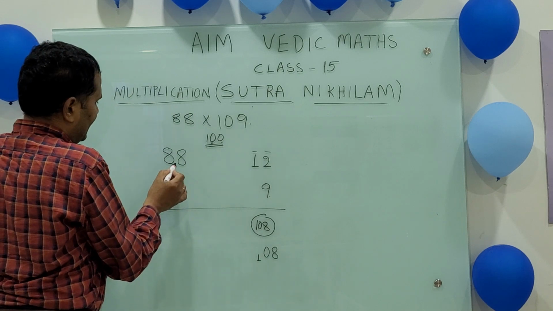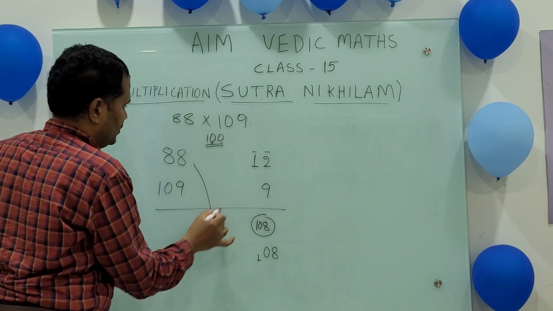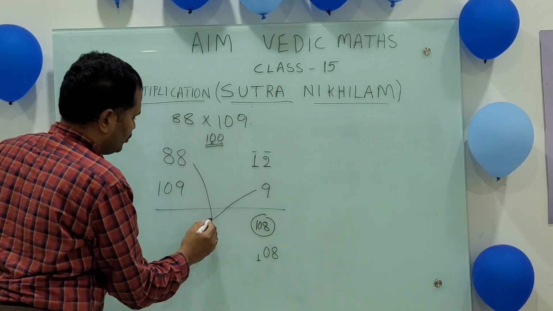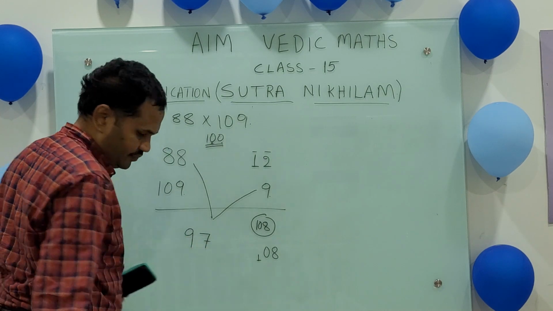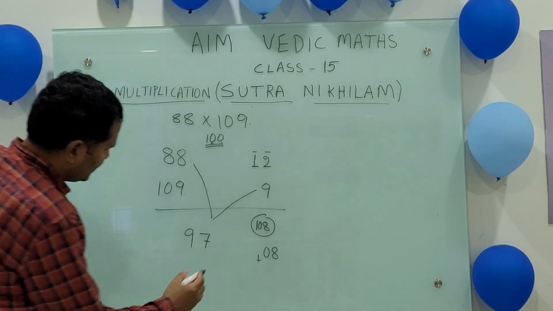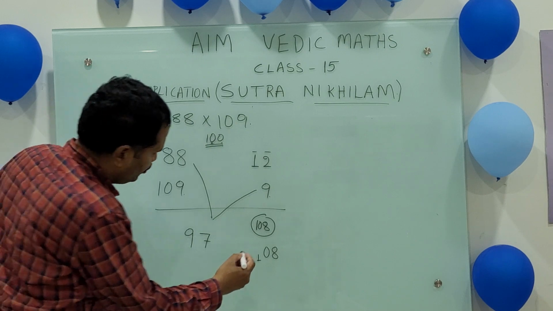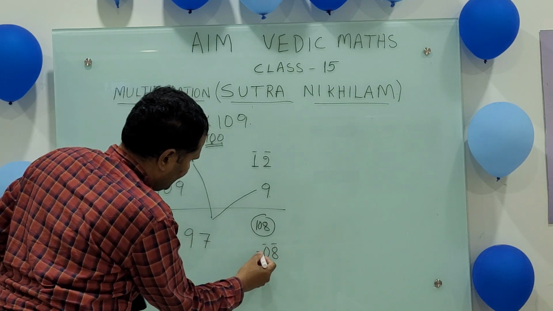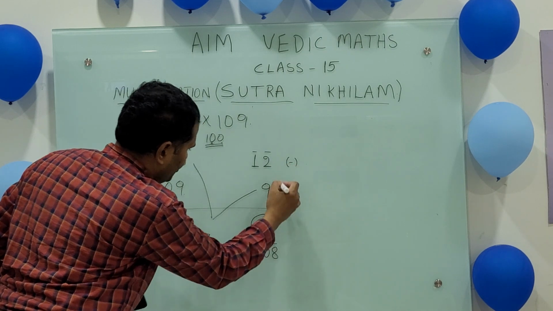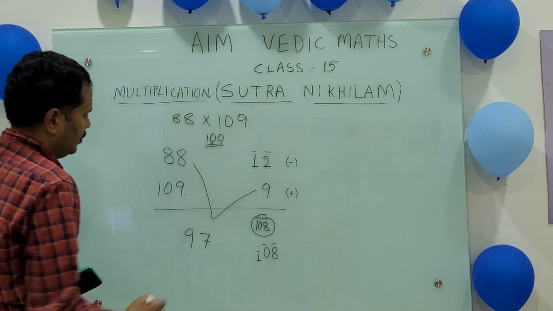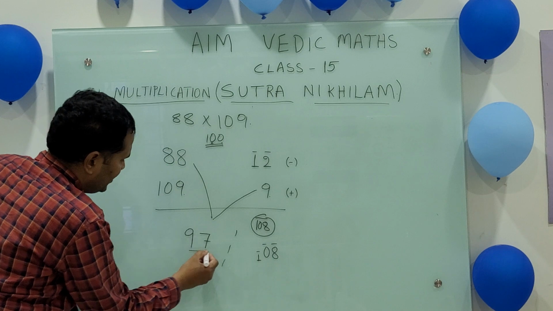Now you have 88 plus 9 or 109 minus 12. Anything you can take. So adding these two or adding these two, you will get 97 here. 97 has come, and this 108 is having the minus sign, because one number is minus here and one number is plus here. When you take the product, this is a minus number. All digits are minus. So this right hand part has come, left hand part is 97.